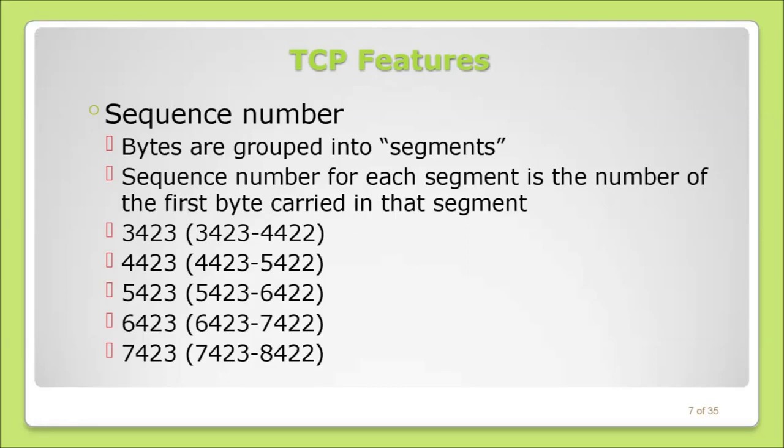So these are numbers which are randomly generated, and these numbers are assigned to every byte, and multiple bytes or a combination of bytes are put up in one segment.